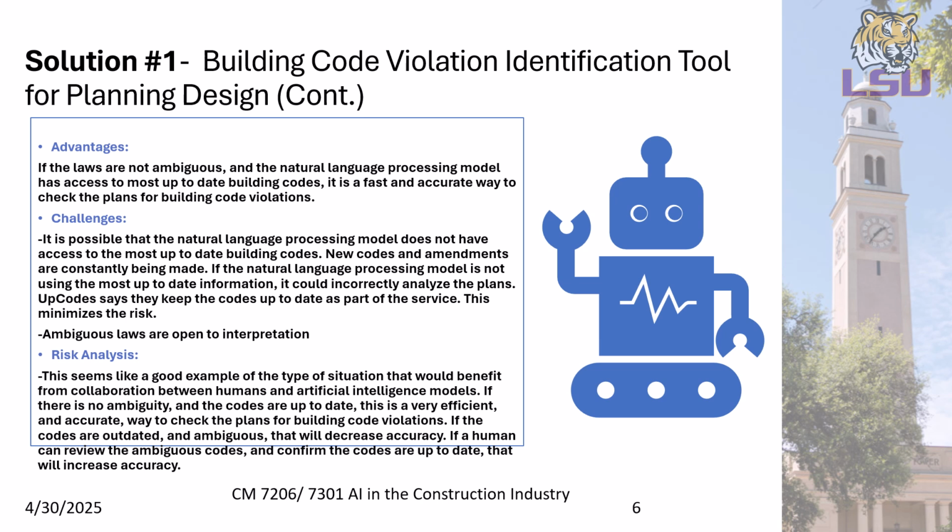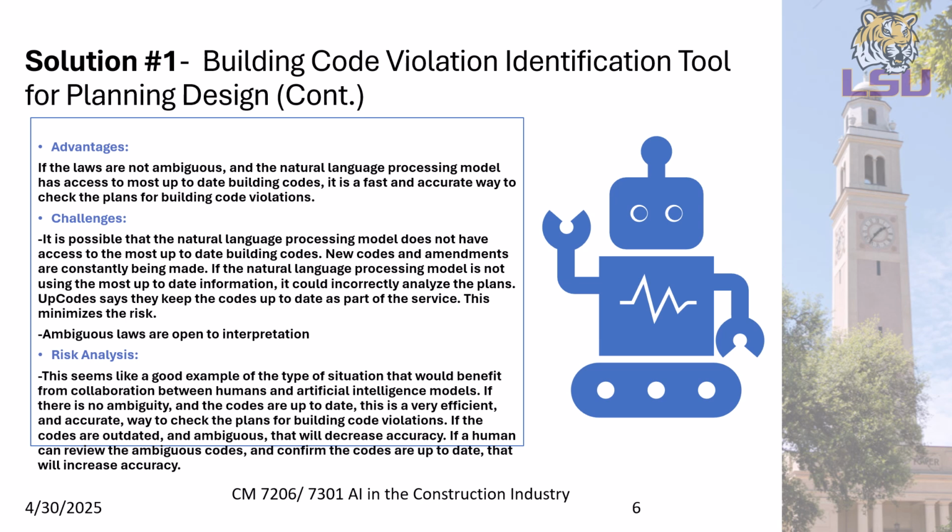Under advantages, if the laws are not ambiguous and the natural language processing model has access to the most up-to-date building codes, it is a fast and accurate way to check the plans for building code violations. Under challenges, it is possible that the natural language processing model does not have access to the most up-to-date building codes. New codes and amendments are constantly being made.